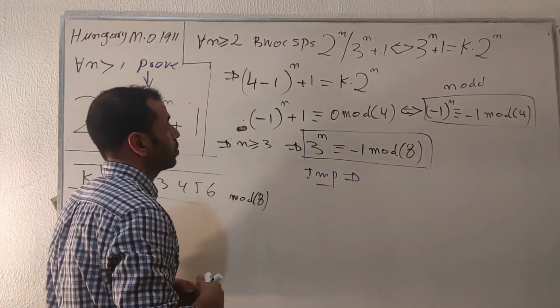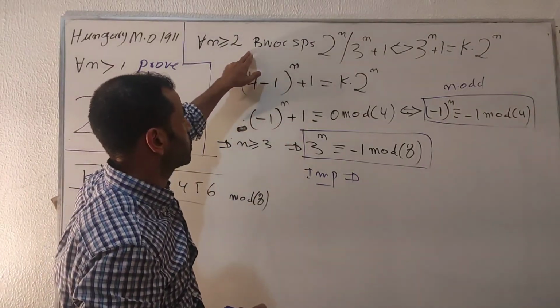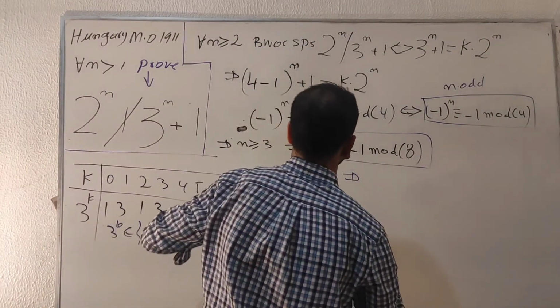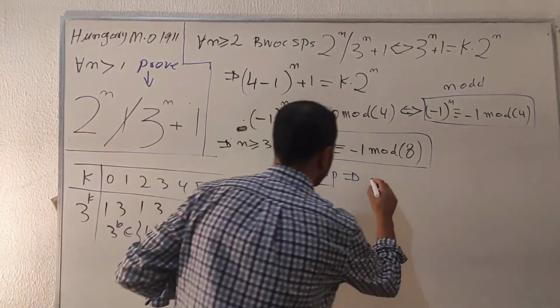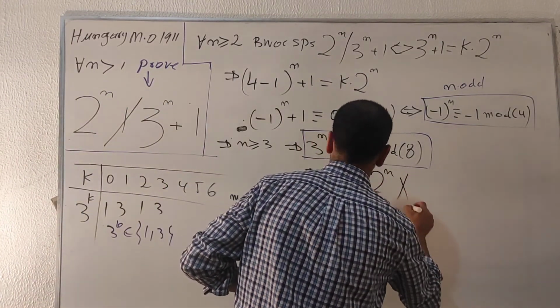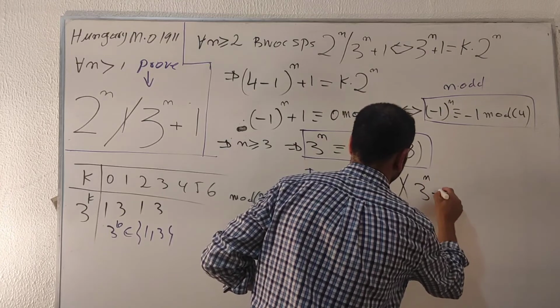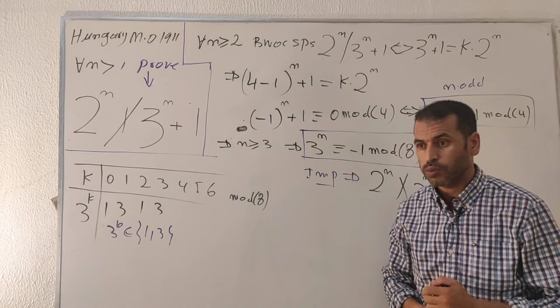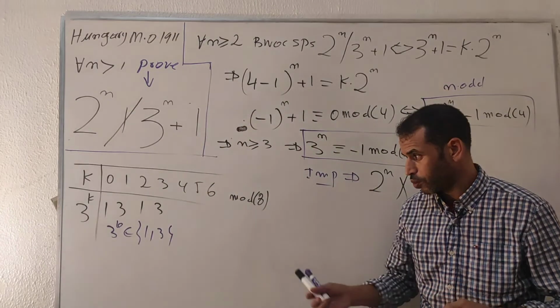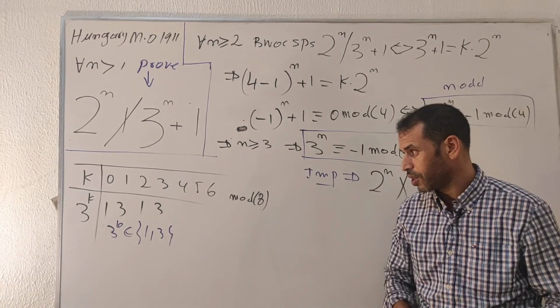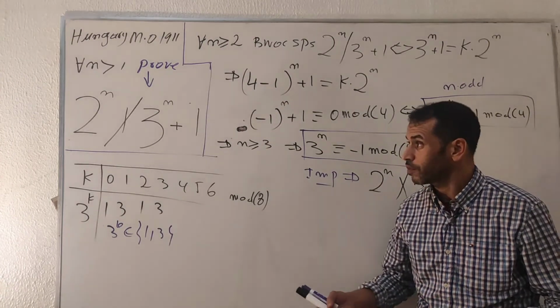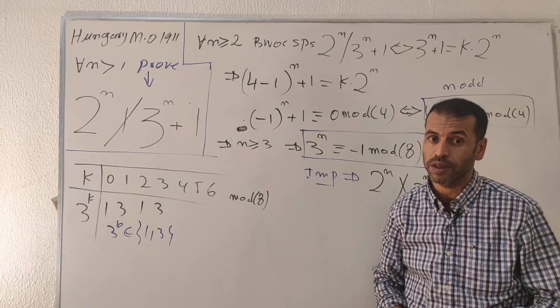What does impossible mean? We have contradicted our assumption here, which means 2^n does not divide 3^n + 1. So I have done this problem. If you have any comments or questions, just put them in the comment section below, or if you have any different method you can provide it as well, because you may solve this one by different methods.